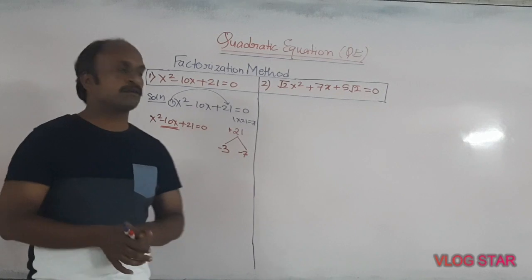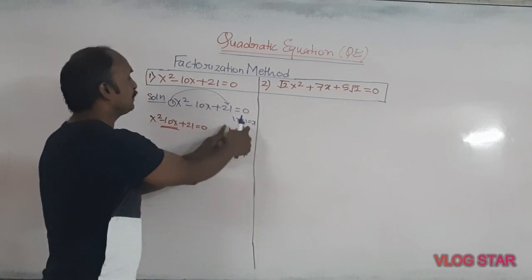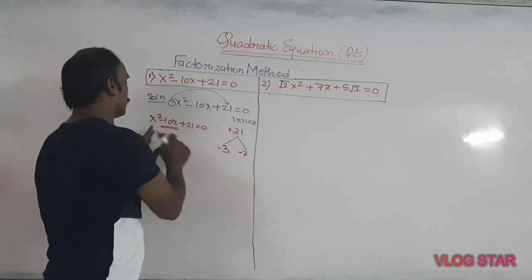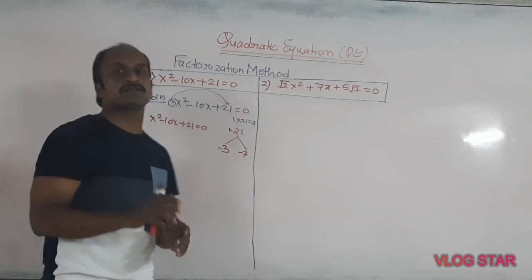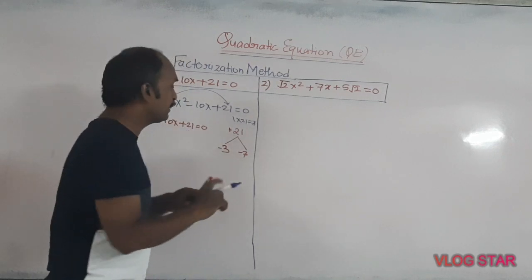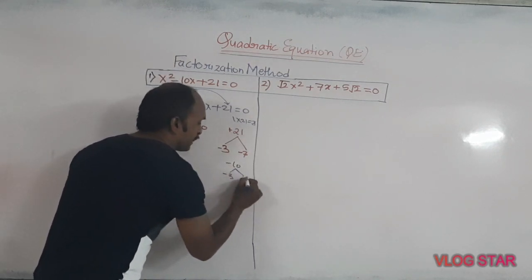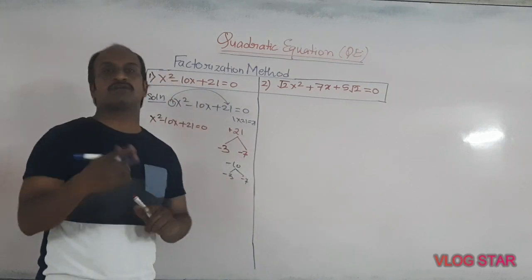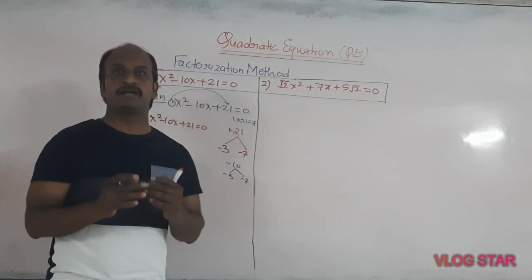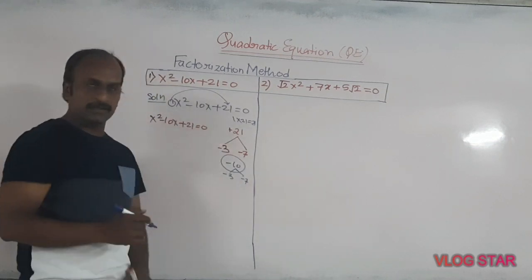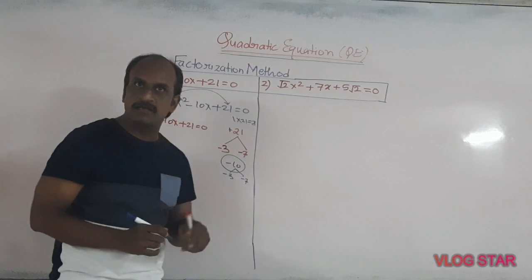What are both the conditions? That the multiplication must be the constant term c and the addition must be the middle term. This method is also called middle term splitting. Why? Because you are splitting this minus 10 into minus 3 and minus 7. So it is also called middle term splitting. So what you have to do? We have to represent this minus 10 in the form of minus 3 and minus 7.